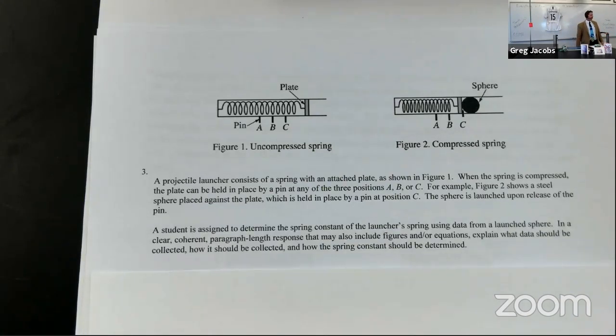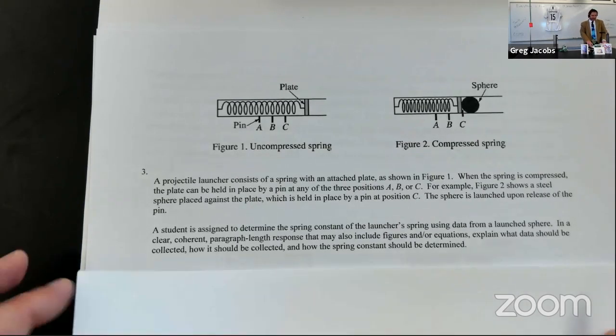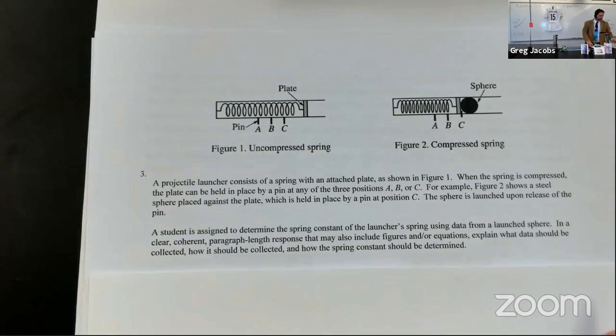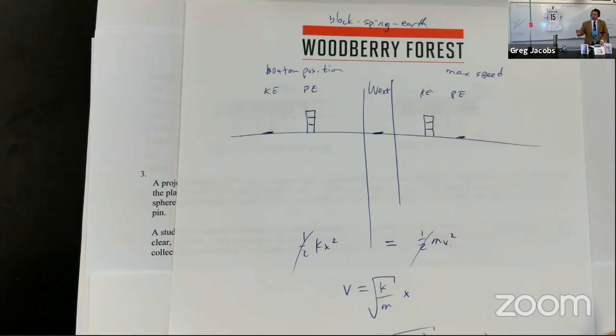Let's try this. A student is assigned to determine the spring constant of the launcher spring using data from the launch sphere. In a clear, coherent paragraph length response that may also include figures and/or equations, that's standard AP Physics 1 language, explain what data should be collected, how it should be collected, and how the spring constant should be determined.